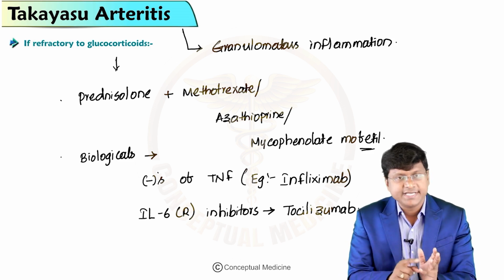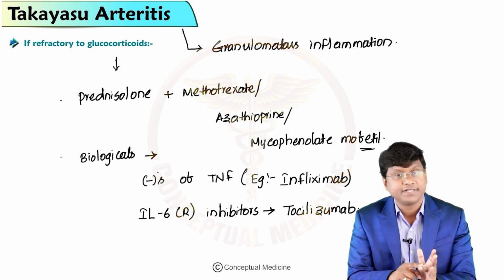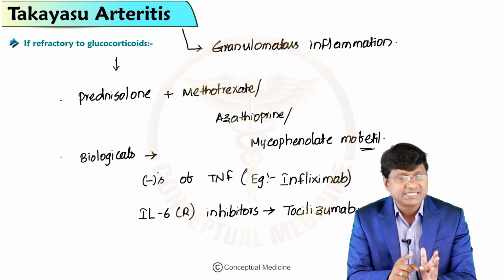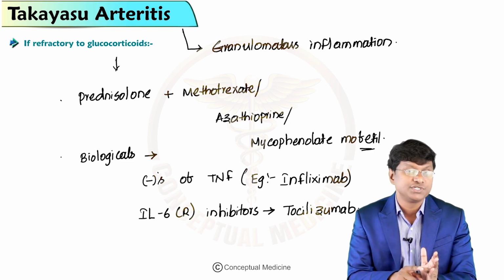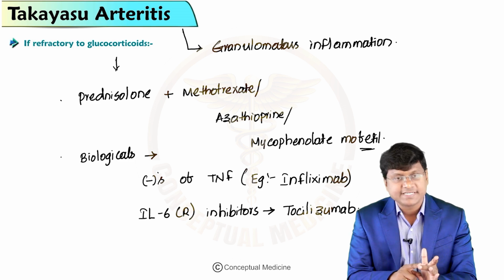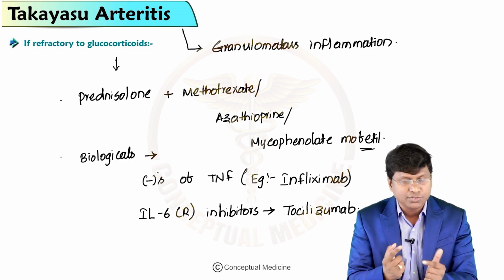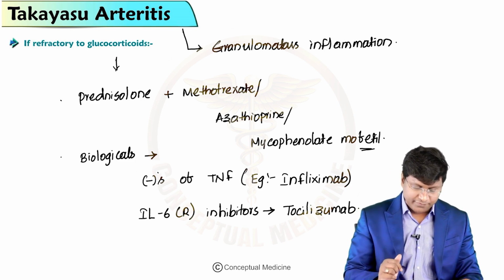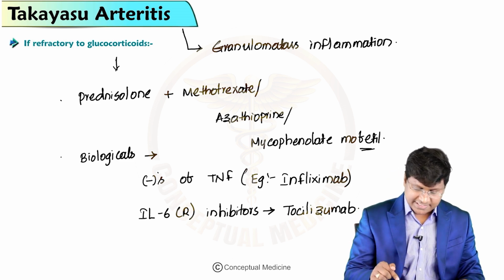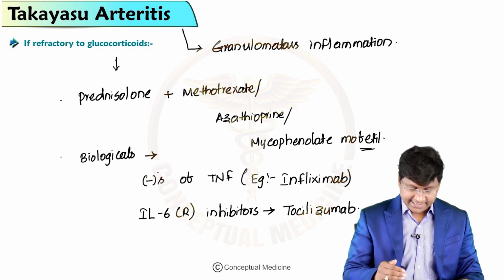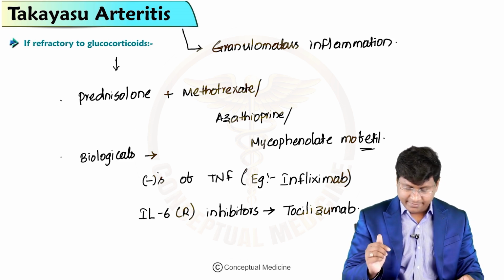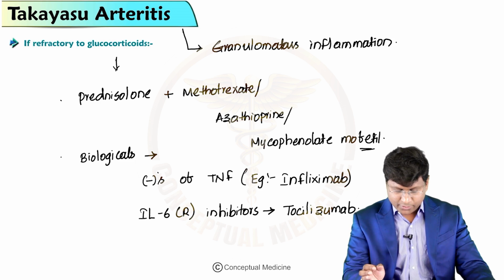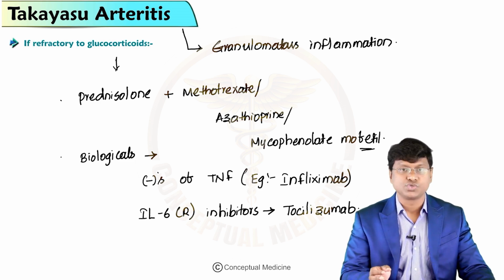And investigations, ESR will be elevated. When you do an aortography, there will be narrowing of the ostial component of the vessels which are originating from the aorta, and investigation of choice will be the MRI of the aorta. Drug of choice will be prednisolone, and in those individuals who are refractory to prednisolone, we need to give methotrexate or azathioprine or mycophenolate mofetil. And the other drugs are biologicals, that is inhibitors of TNF, that is infliximab, and interleukin 6 receptor inhibitors, that is tocilizumab.